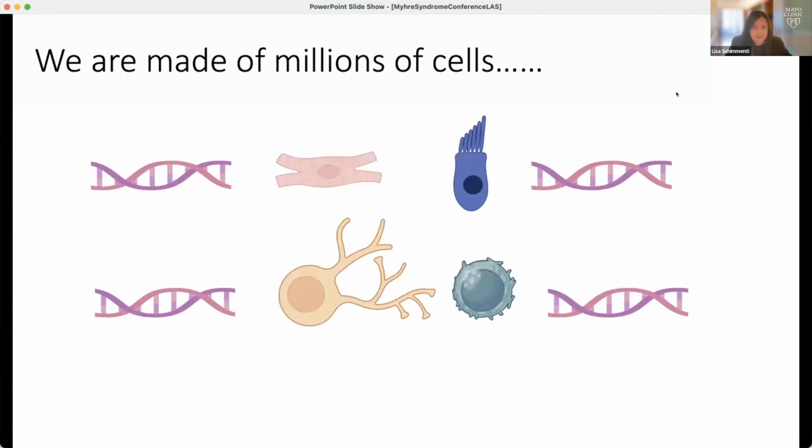So we're going to start by getting really small. And I want you to think about yourself as a collection of cells. And so in this drawing, this is a cardiomyocyte. This is a hair cell in the inner ear. This is a neuron. This is a defender cell. And in every cell, there's a nucleus. And in the nucleus is DNA.